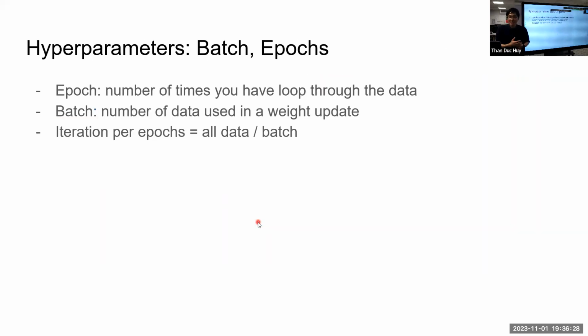I have been sharing about batches and epochs a lot, but what do they mean? An epoch is the number of times you have looked through the data. Let's say in a data set you have 1 million data points. Every time the model sees all of the data, 1 million of them, we count that as one epoch. Why do we count this way? Because we want to go through the data set many times.